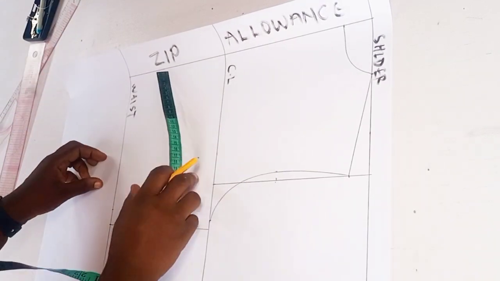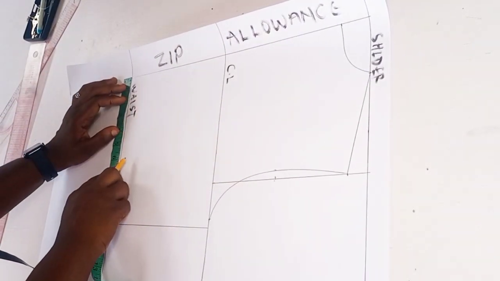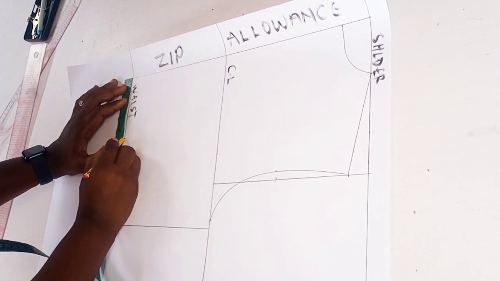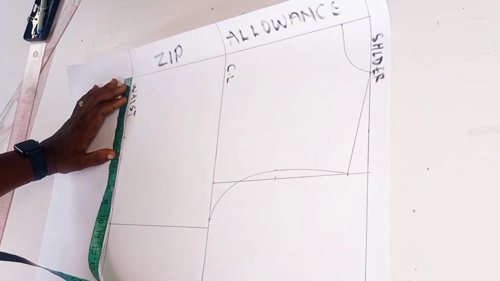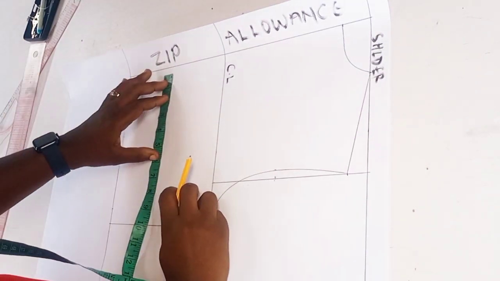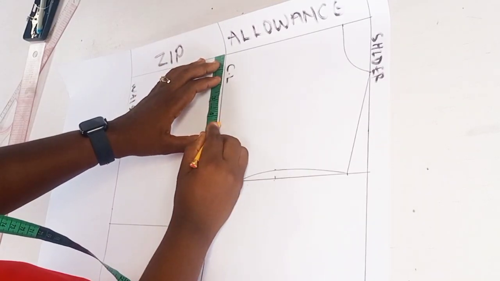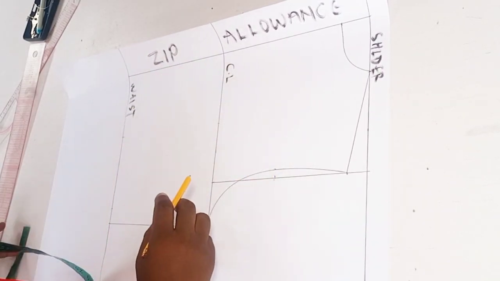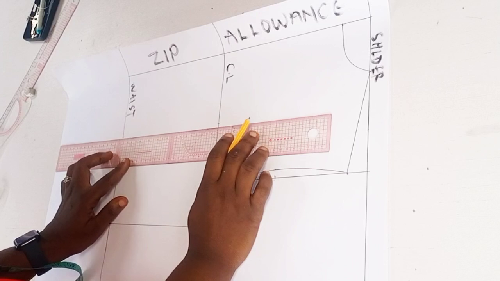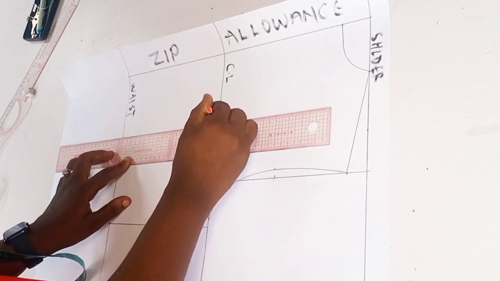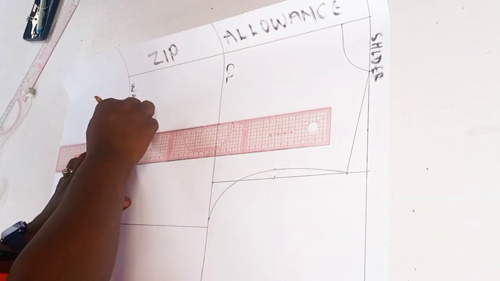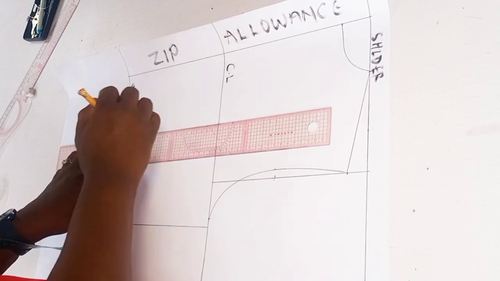Now to create our back dart, I'll take the bust span, that's the nipple to nipple measurement, divided by 2 plus half inch, which is 8 divided by 2, 4, plus half inch, which is 4.5. I also take the same measurement on the chest line, and then I will connect the 2 points together faintly.